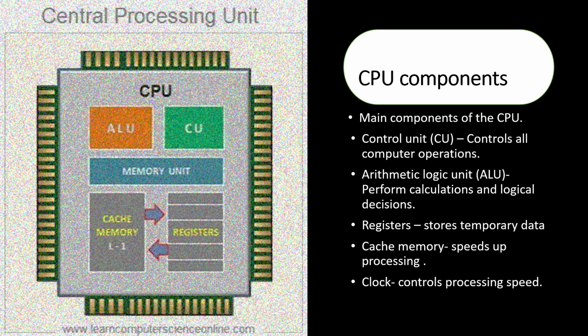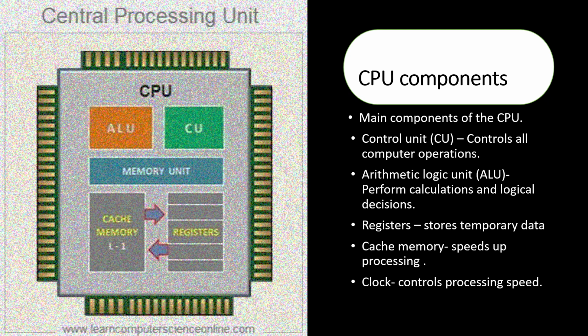CPU components. The CPU, or central processing unit, is known as the brain of the computer. It has five main components. The control unit controls all computer operations. The arithmetic logic unit, or ALU, performs calculations and logical operations. Registers temporarily store data during processing. Cache memory stores frequently used data for fast access. The clock controls the speed of processing. Together, these components help the CPU process information efficiently.